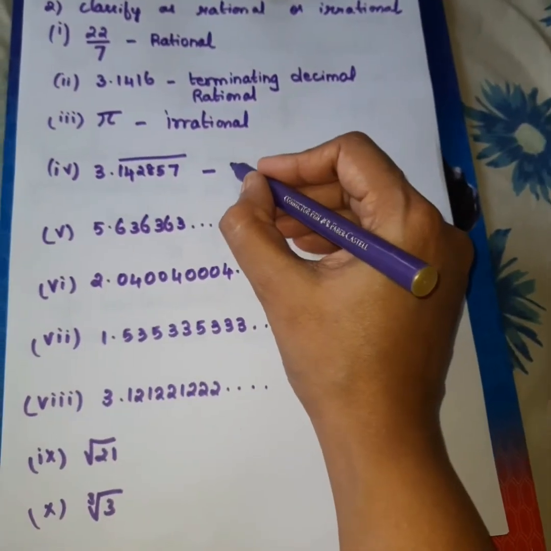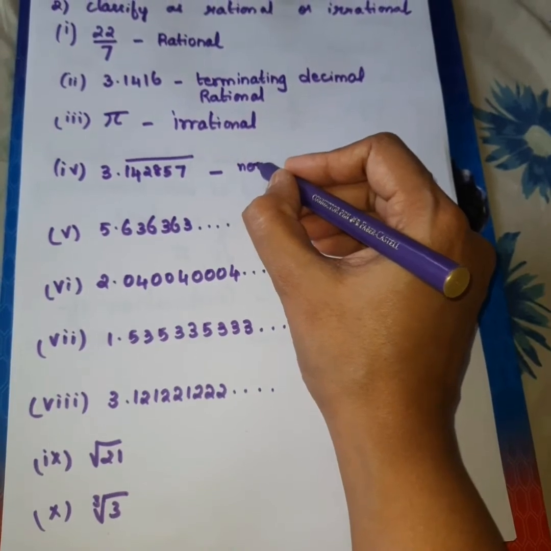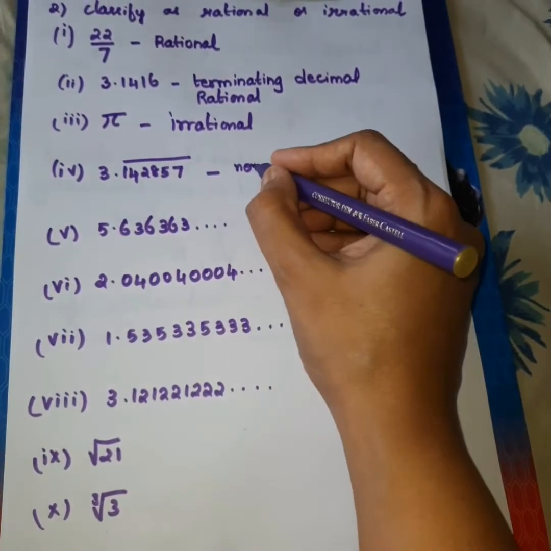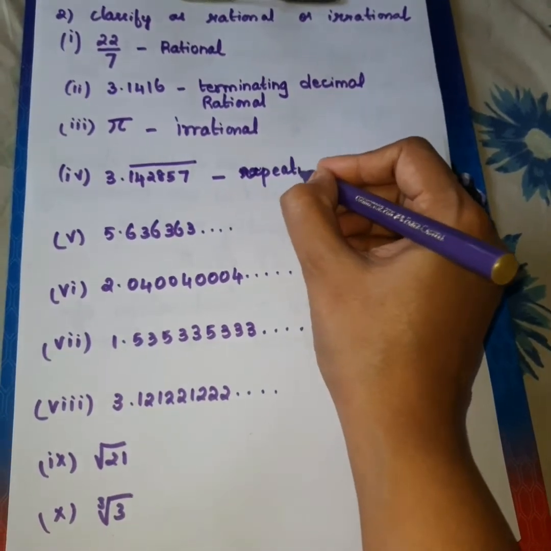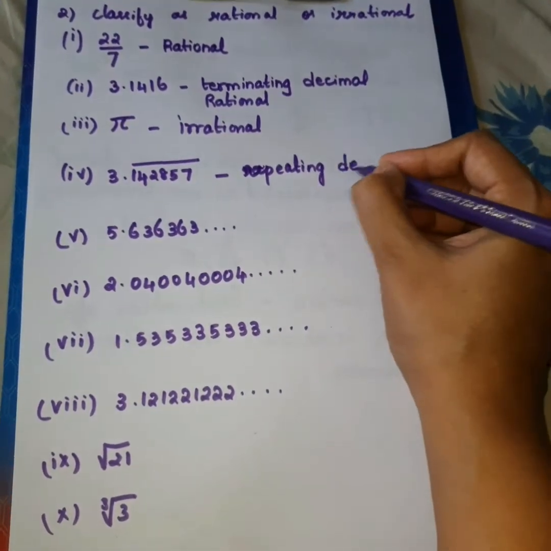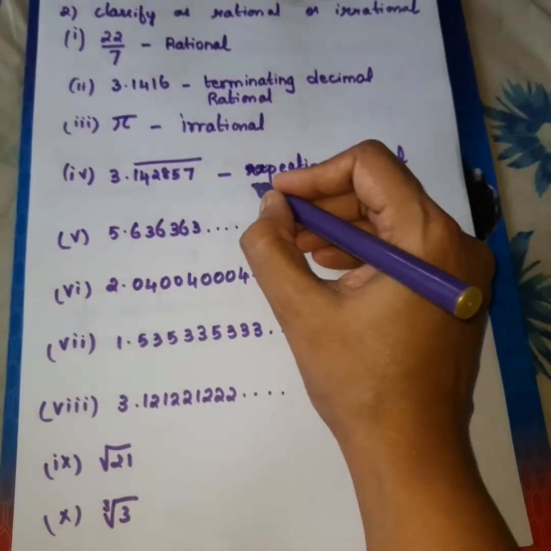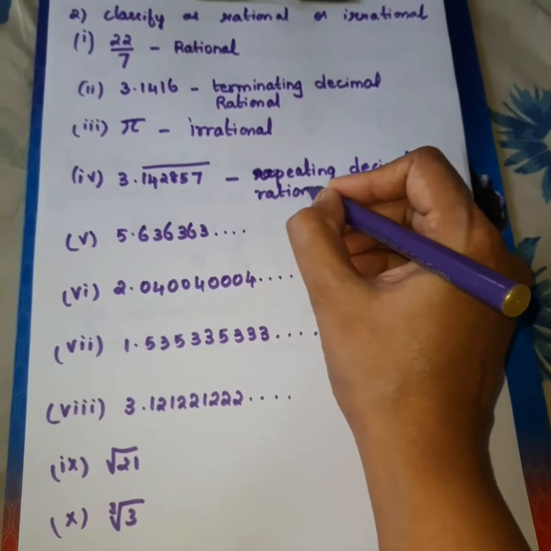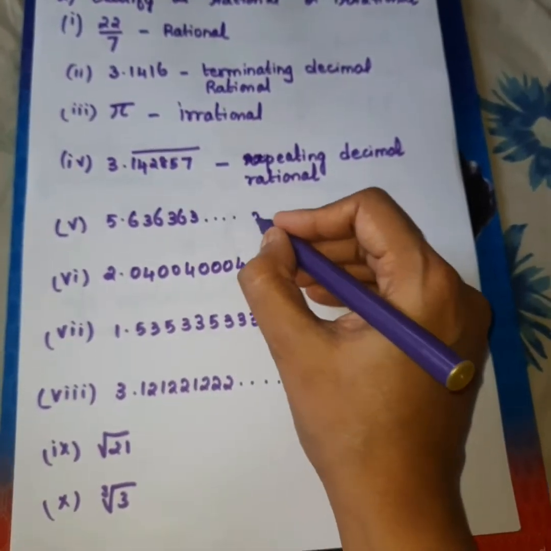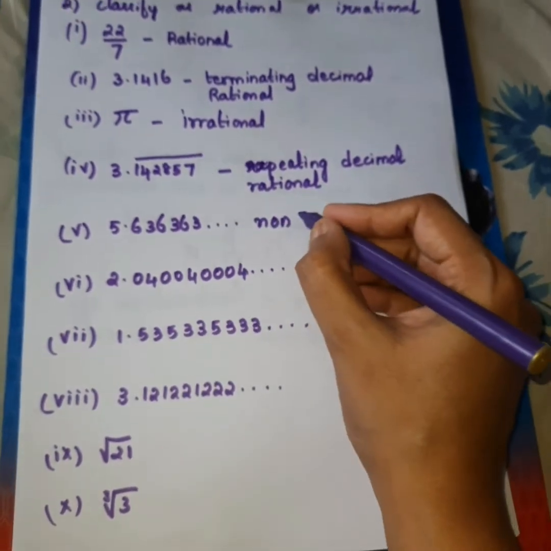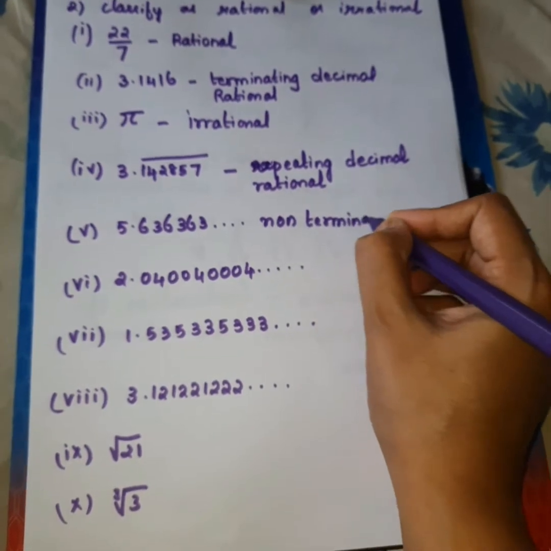Fourth one is again rational because it's non-terminating but repeating. The numbers are repeated, so it is a rational number. Non-terminating, repeating numbers. Same way for question 5, if you see, it's non-terminating and also repeating. The numbers are repeated, 63, 63, 63. So this is again rational.